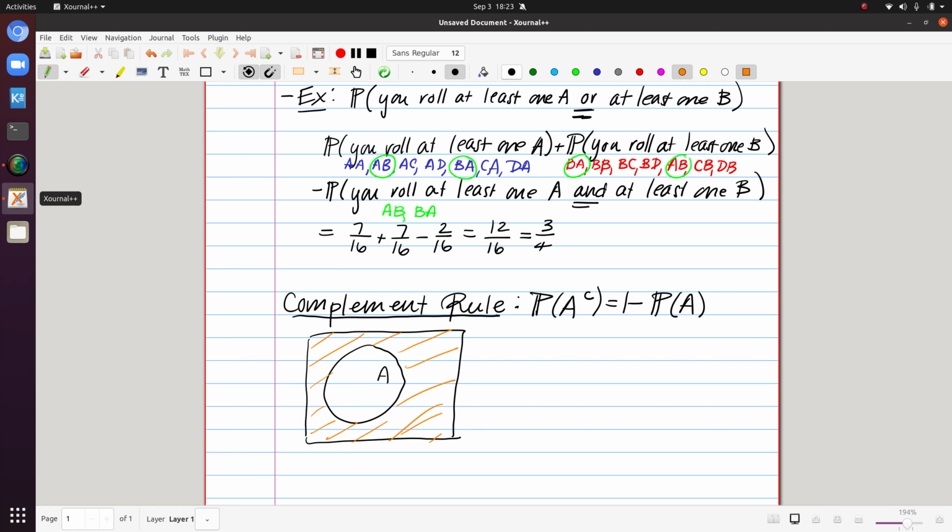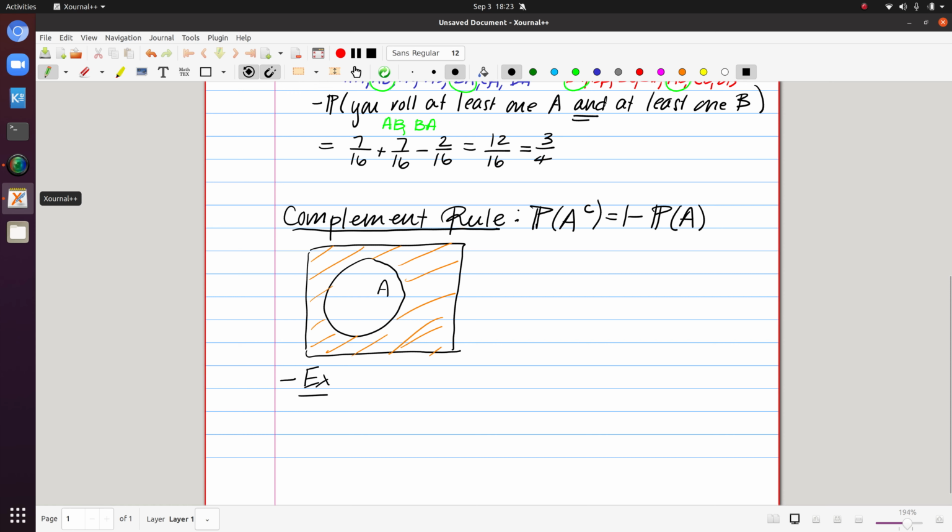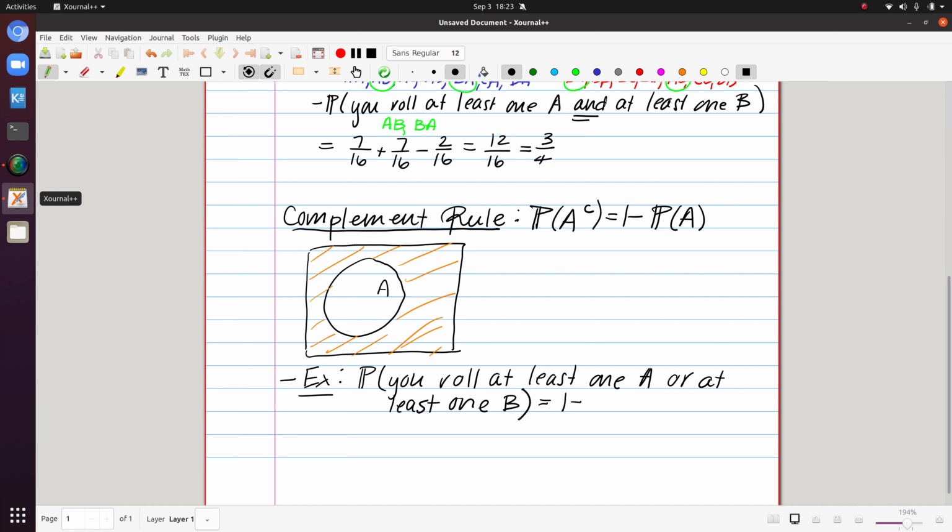So again, to use this new idea in comparison to our example from last time, if we go back to the part where we wanted to compute the probability that you roll at least 1 A or at least 1 B, we can think about that in terms of complements by saying that this should equal 1 minus the probability that you roll no A and no B, basically. So that's describing the complement.